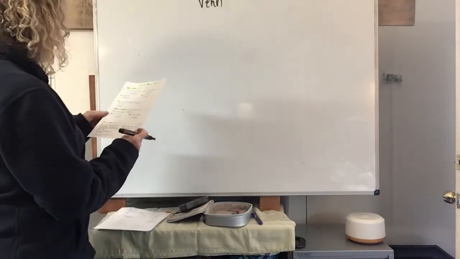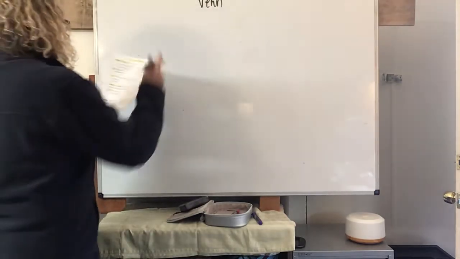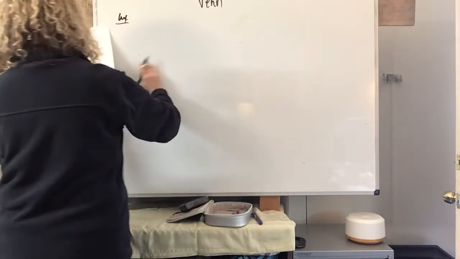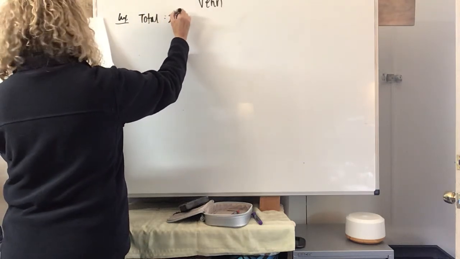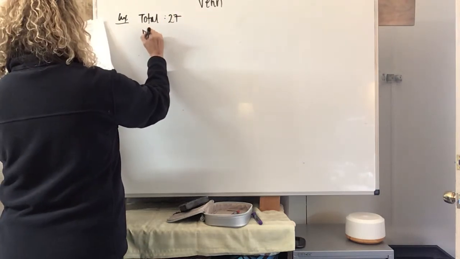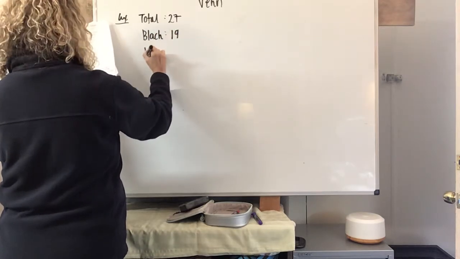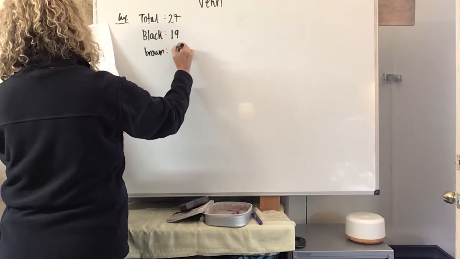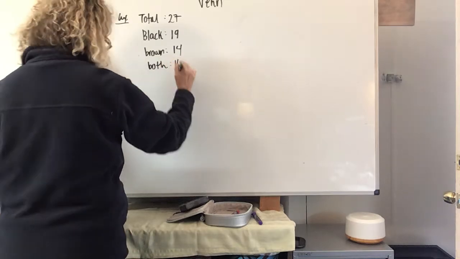And looking at our next example, it would be the Endangered Pigs Club. So we have a total of 27 members. Black hair, we have 19. Brown eyes, we have 14. And having both is 11.